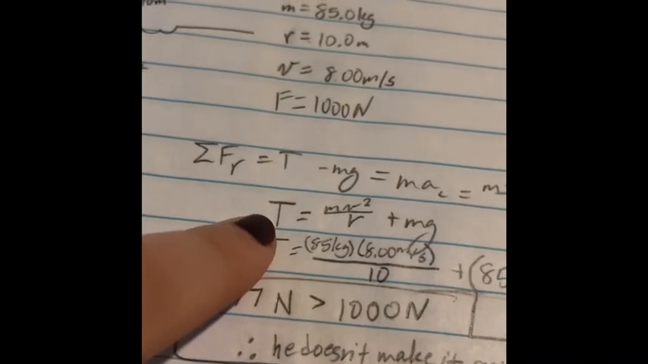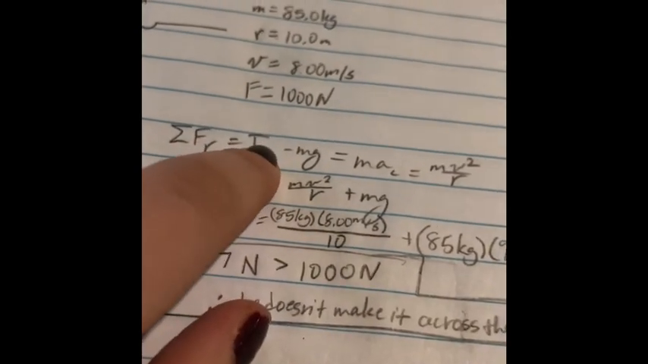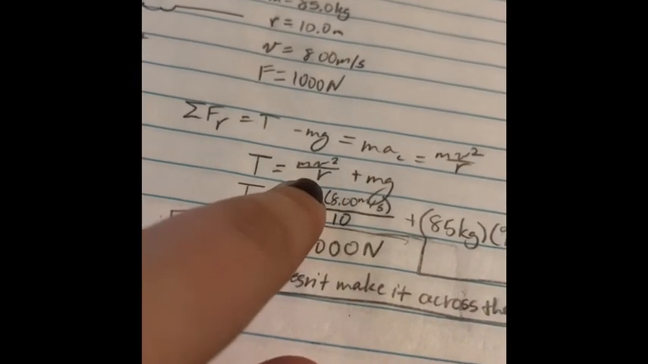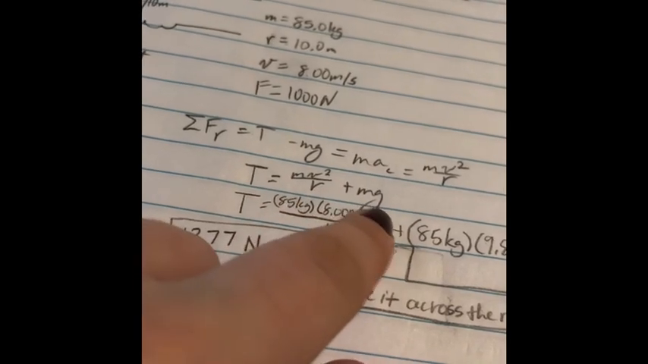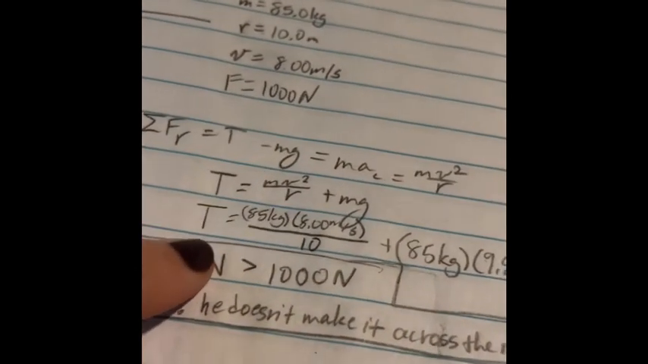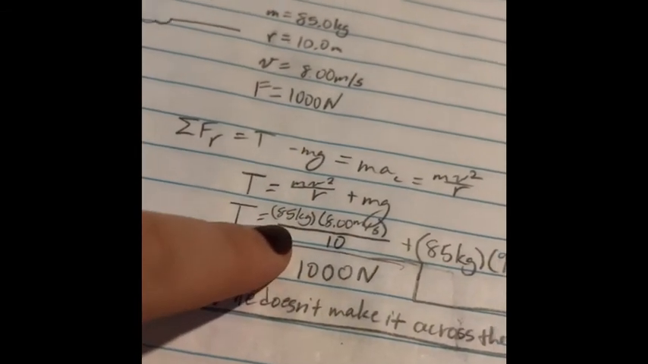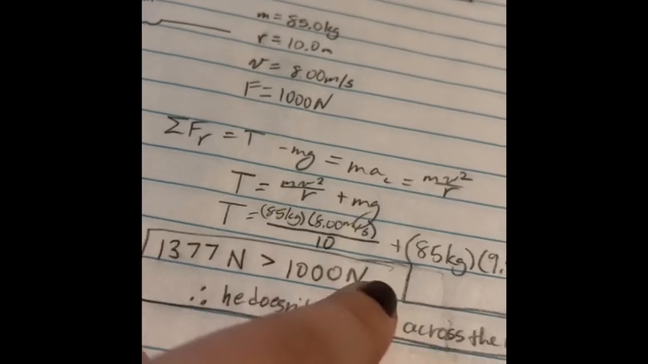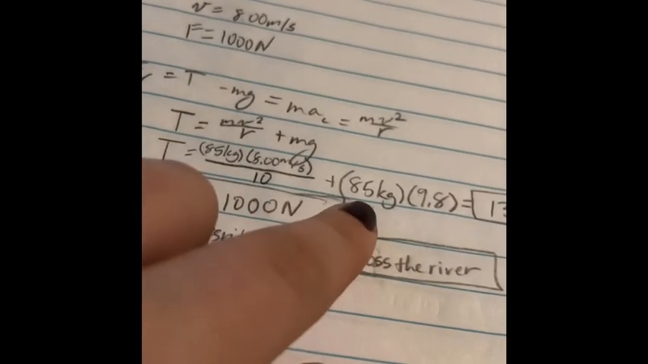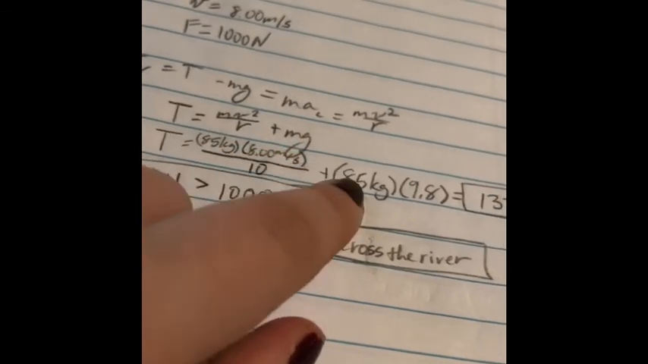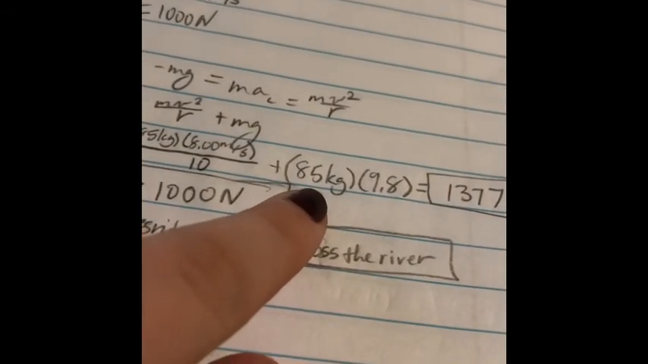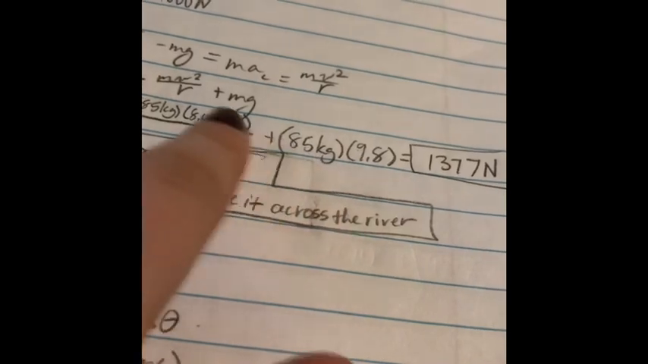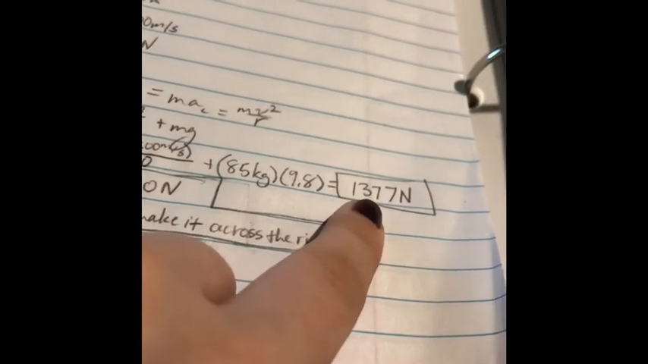So the tension is equal to this with mg added to it to isolate the tension force. So it's mv squared over r plus mg. R is again the length of the vine. So I plug in what I have: 85 kilograms times the velocity squared over 10, I forgot to put squared here but imagine there's a squared there, plus 85 kilograms times 9.8, which is the gravity, and the mass, of course, equals 1,377 newtons.